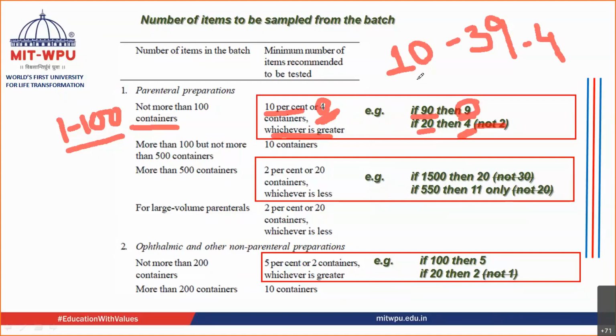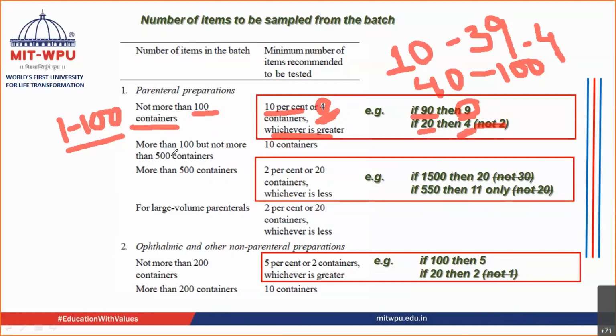And if I have a batch size from 40 up to 100, then I'm going to take near about 10% of the containers. So if it is 90, then I'm going to choose 9 containers. If it is 20, then I'm not going to choose 2 containers, but I'm going to choose 4 containers, right? This is for containers which are not more than 100.